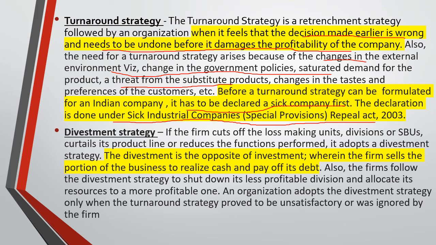Next comes the divestment strategy. It is just the opposite of investment, wherein the firm sells a portion of the business to realize cash and pay off its debt. So the firm cuts off loss-making units, divisions or structural business units, curtails its product line, or reduces the functions performed. The firm uses the divestment strategy to shut down its less profitable divisions and allocates its resources to more profitable ones.